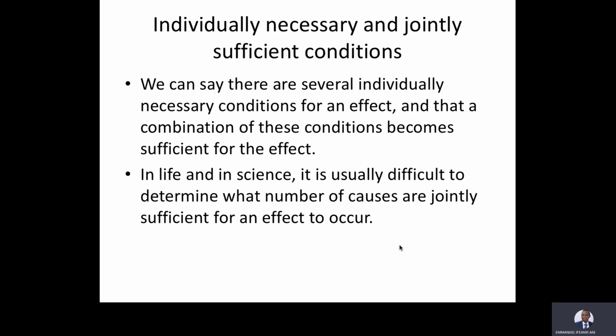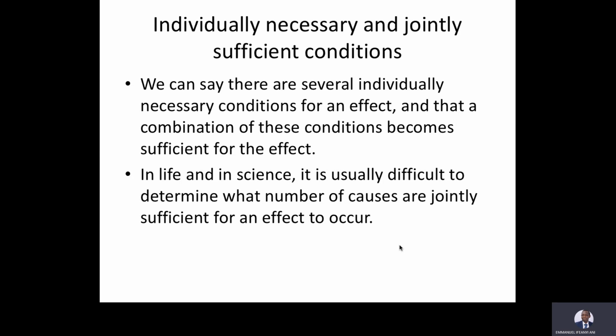Then we have individually necessary and jointly sufficient conditions. We can say that there are several individually necessary conditions for an effect, and that a combination of these conditions becomes sufficient for the effect. In life and in science, it is usually difficult to determine what number of causes are jointly sufficient for an effect to occur. You see, it is easier to identify necessary causes than to identify sufficient causes. So conversely, it is more difficult to identify what are sufficient conditions.